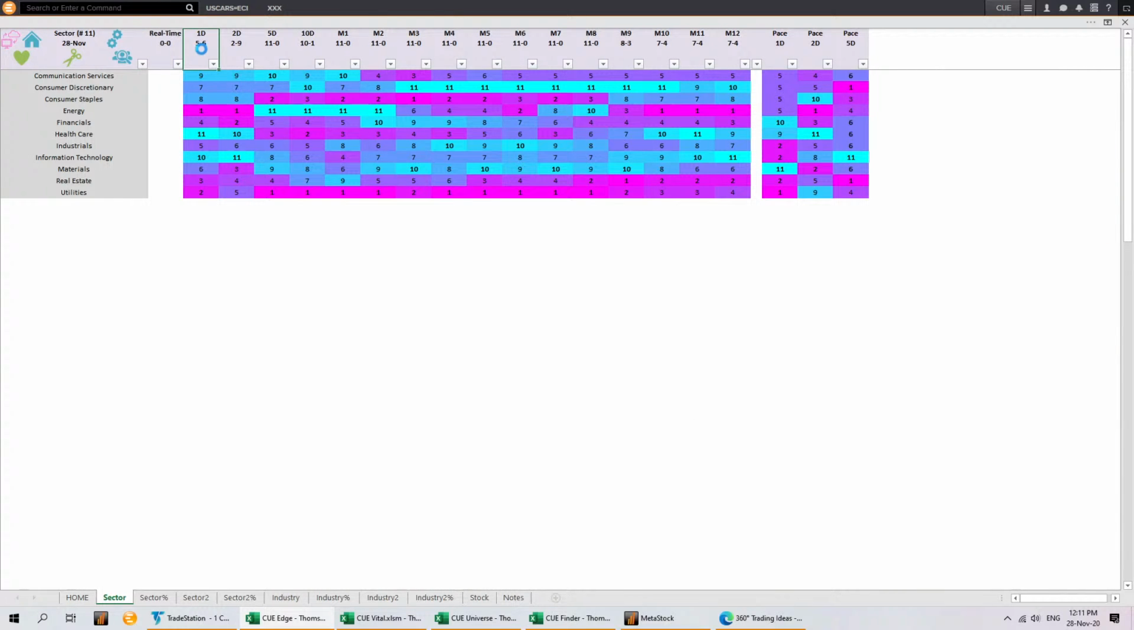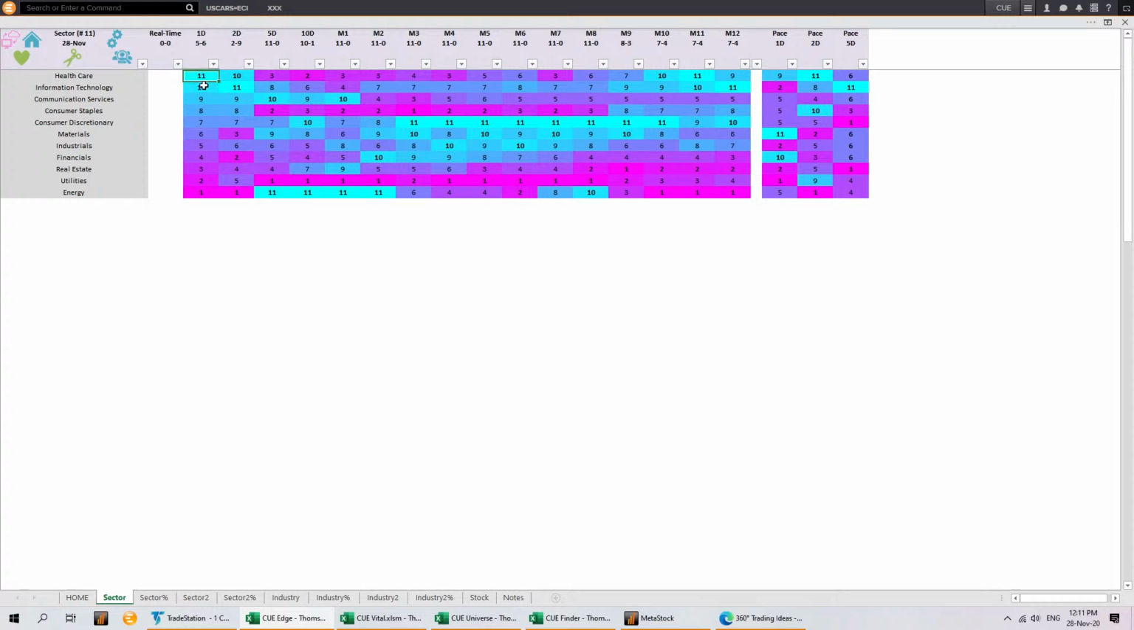I'm sorting by one-day performance. The best performing sector on Friday was healthcare. It was not only strong, it is accelerating as well. And that acceleration, you may guess, from the score turning from magenta to cyan.